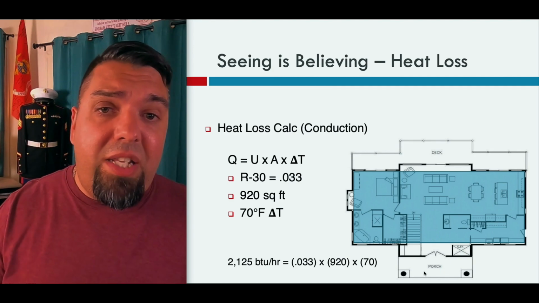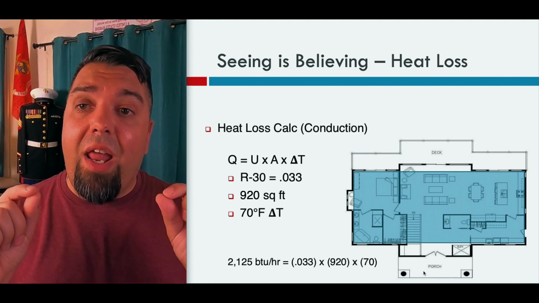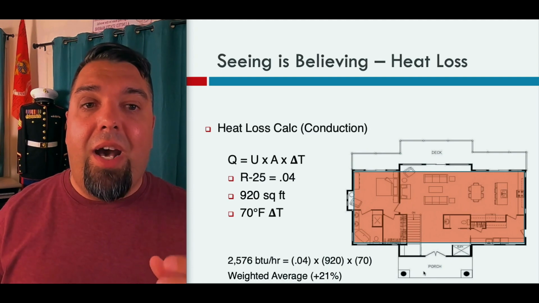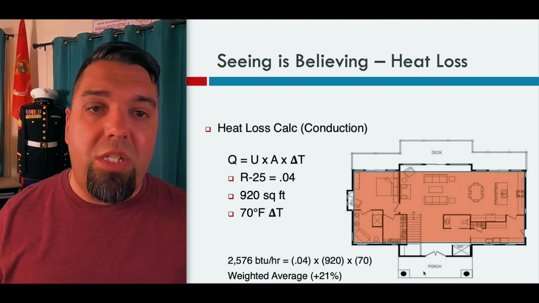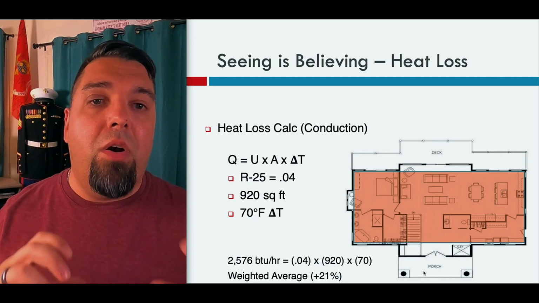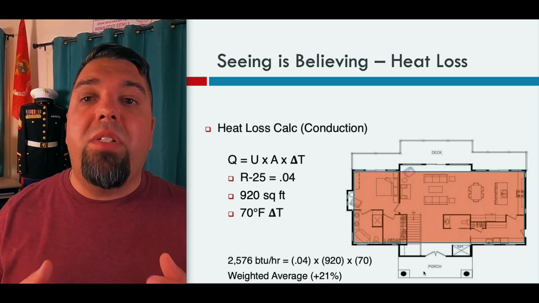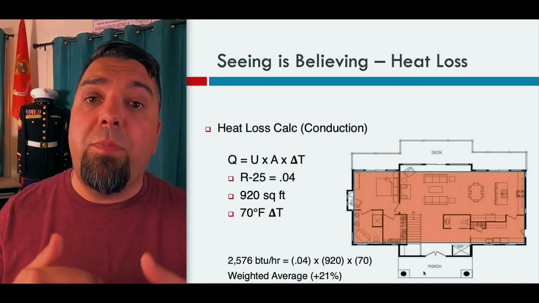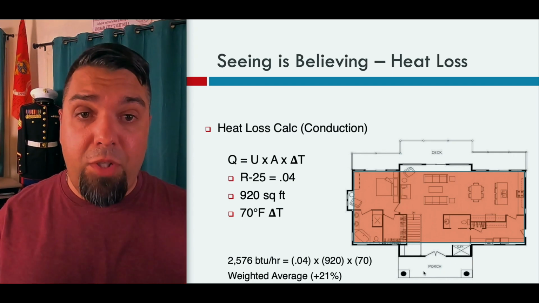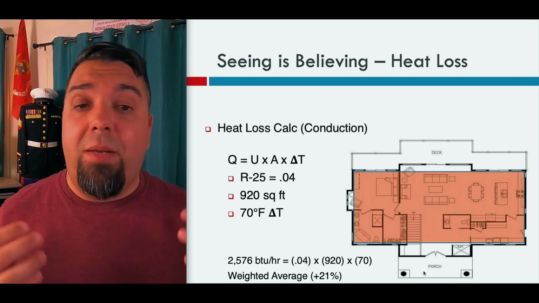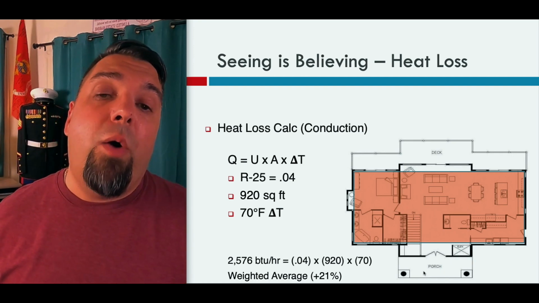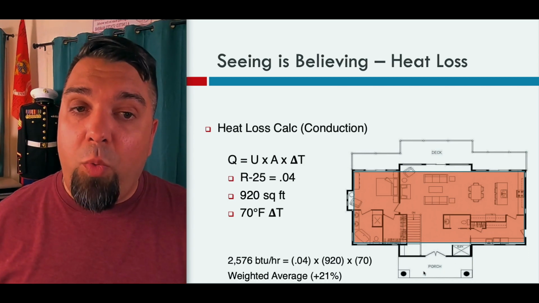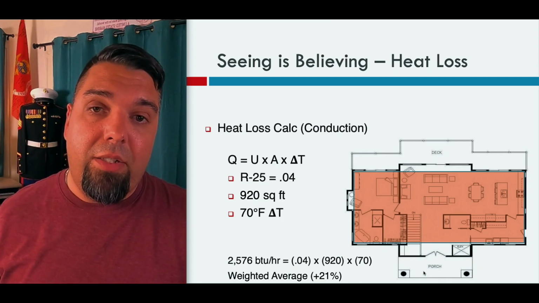All right, let's take this a step further. Remember when I took that area weighted average and I brought it down, right? Because I took into account all the joists and the Swiss cheese I was cutting into the ceiling and the 2x2 access, right? And now instead of R30, I have R25. So 1 divided by 25 is 0.04 times the same square footage, 920 square feet, times 70 degree delta T. And guess what? Now we're up to 2,576. It doesn't sound like much, but we just added 21% heat loss to that ceiling, okay?